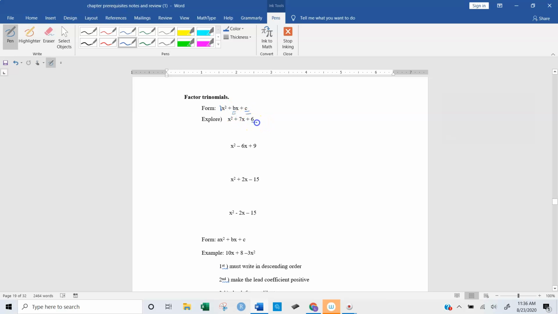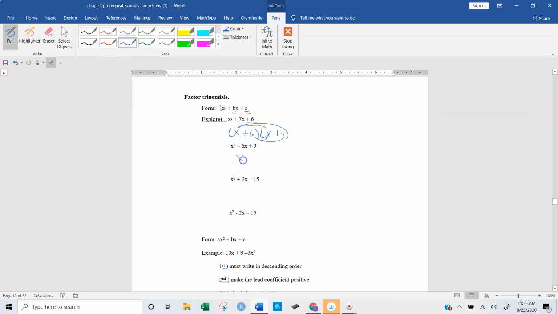So here I'm looking at factors of 6 that add to 7. Well, the factors of 6 that add to 7 are 6 and 1. So this is x plus 6, x plus 1, and you could have written that in any order you wanted. When you factor it out, you would have had the x squared. When you did your x squared, 1x plus 6x is 7x, and 6 times 1 is 6. All right, try the other three.